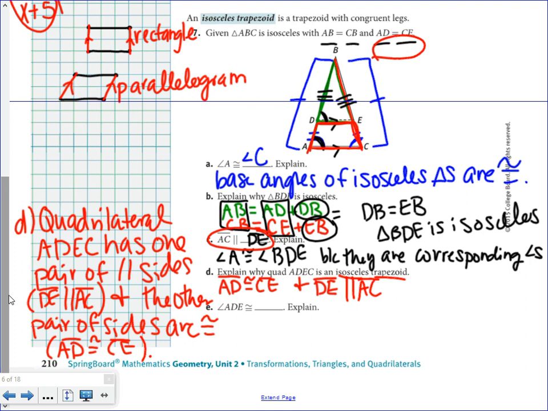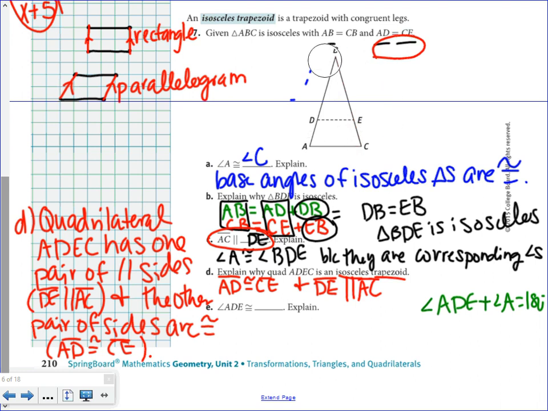So now it asks about angle ADE congruent to angle what? So angle ADE is right here. It is supplementary to angle A. I'm going to write that. Angle ADE and angle A equal 180, because they are same side interior angles. I'm going to draw that again so that you can see it a little more clearly.